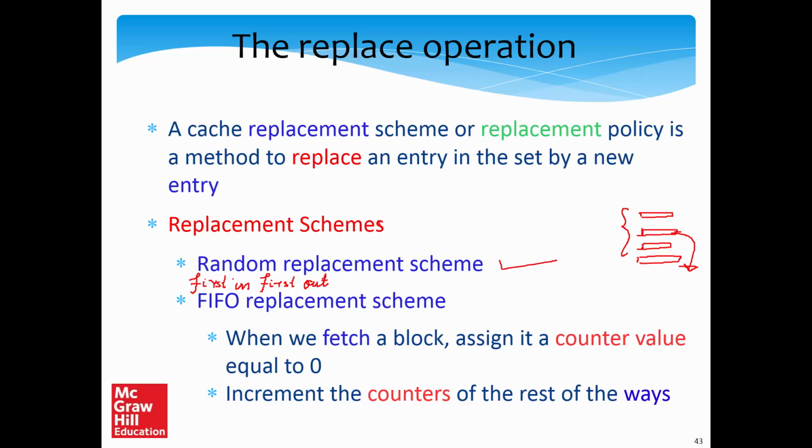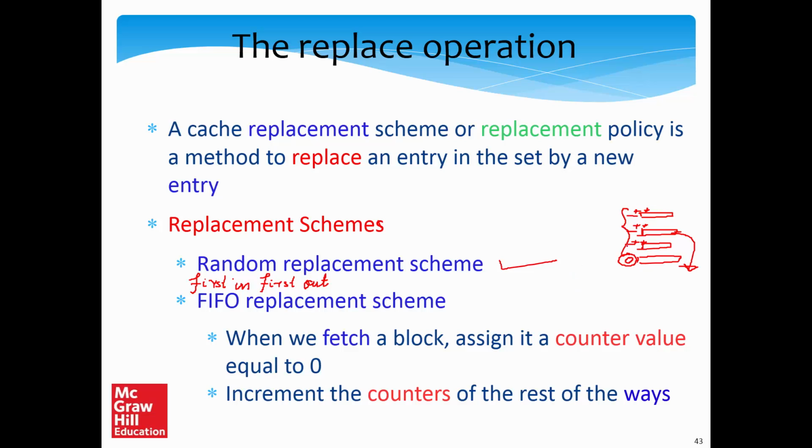So in this scheme, when we fetch a block, we'll assign it a counter value equal to 0. For the rest of the ways, we'll keep a counter with every way in the tag array. When we fetch a block for the first time, we'll keep its counter as 0, and we'll increment the counters of the blocks in the rest of the ways in the set. So how do we know which block came first? By the one that has the highest counter.